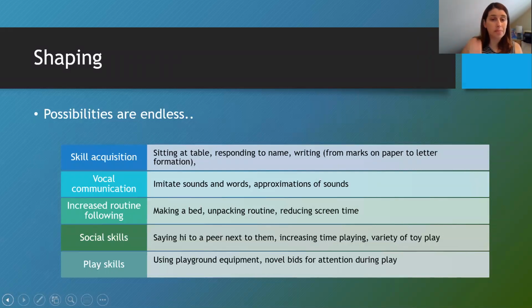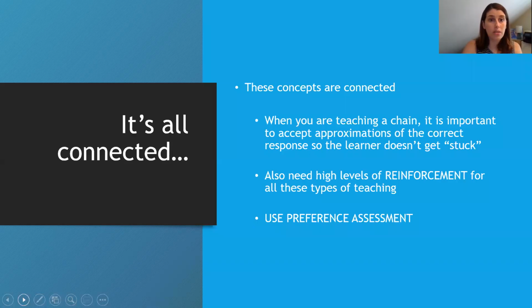to shape that behavior. Increasing routine following, so an unpacking routine, reducing screen time, making a bed, social skills, saying hi to a peer next to them, increasing playtime, increasing the variety of toy play skills, using playground equipment, and creating novel bids for attention during play. So you can shape all of these behaviors. You'll take where your student is, figure out how to incrementally increase them to their final goal, and work on building and shaping those skills.